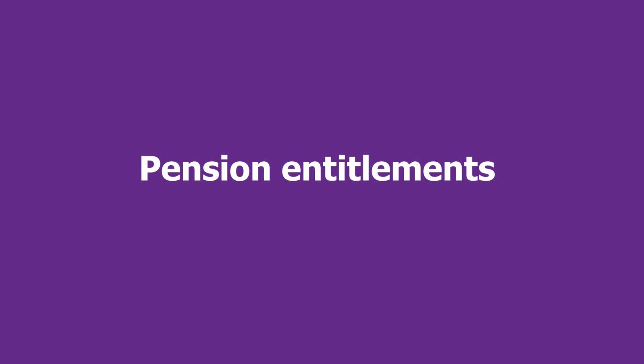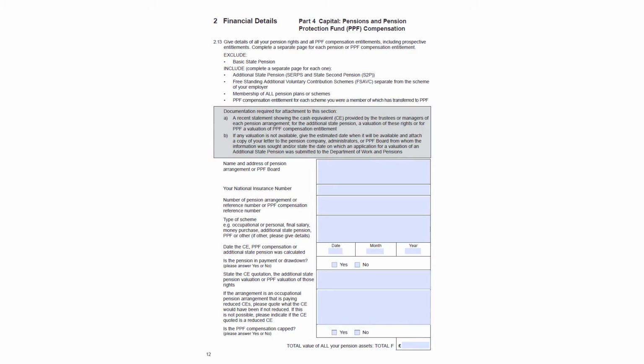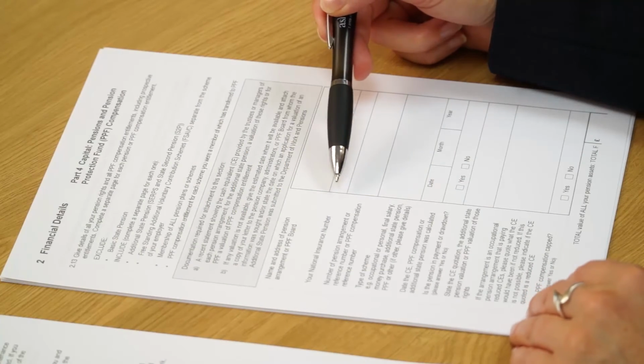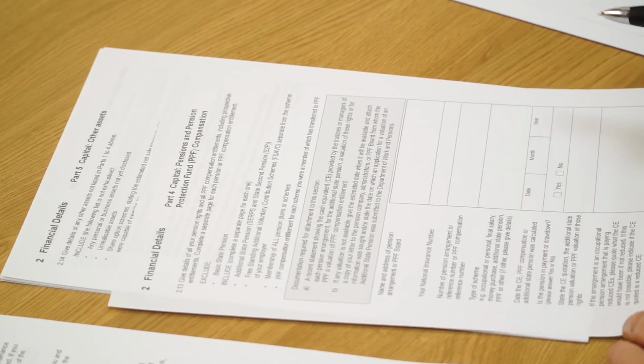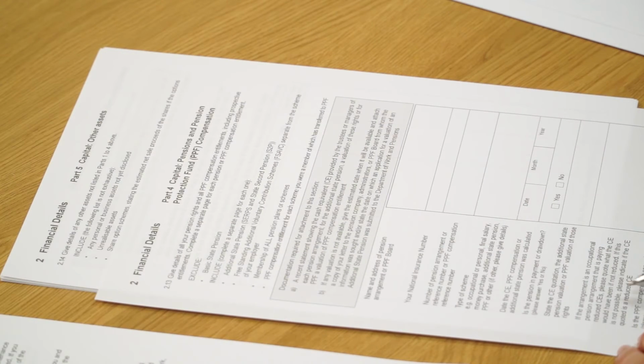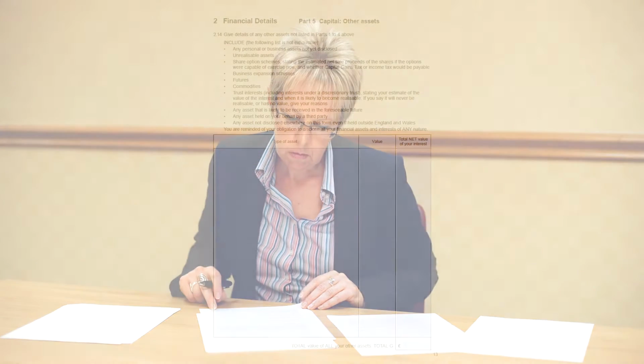The form also gathers details about your pension entitlement. You are required to include details of all pensions except the basic state pension. And to support this section, you will normally need to include a recent statement showing the value of your pension, which you will need to obtain from the pension provider or your employer if it's an occupational pension scheme.